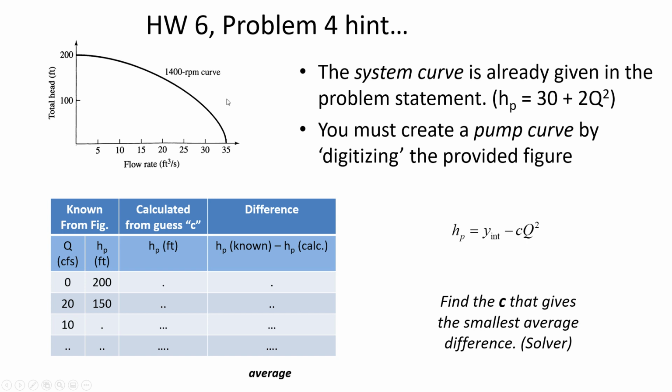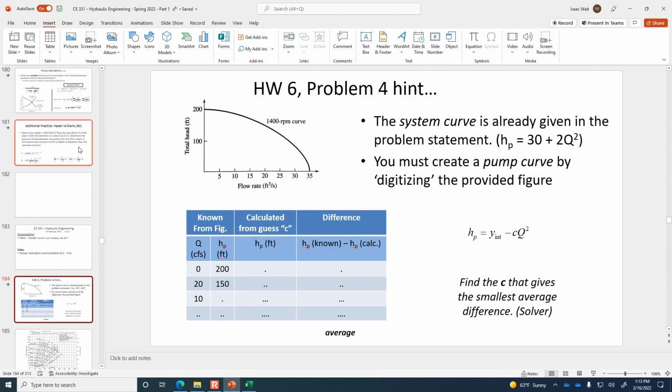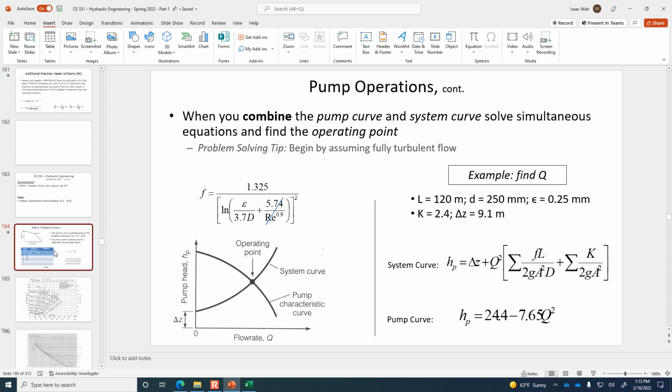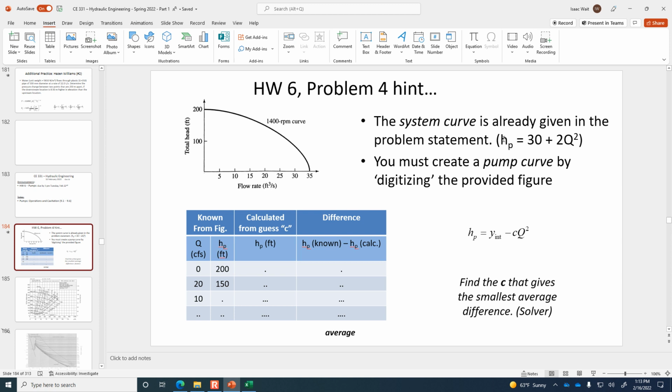So another approach is that you could graph the system curve on the same figure. If you graph the system curve and find the point of intersection between the pump curve and the system curve, that's the operating point. Remember from this figure, the operating point is where the system curve and the pump curve go together. So you've already got the pump curve, and you've got an equation for the system curve. So where do the two come together? That's the essence of problem 4.